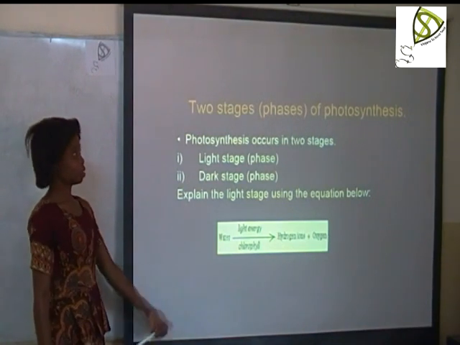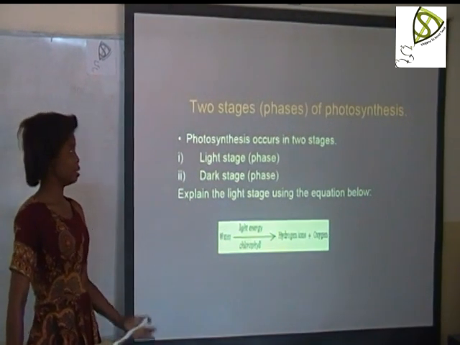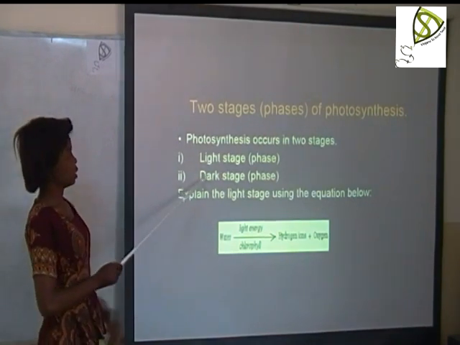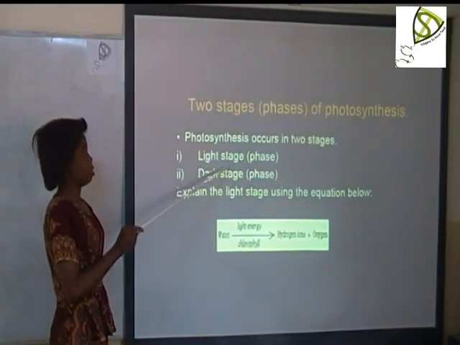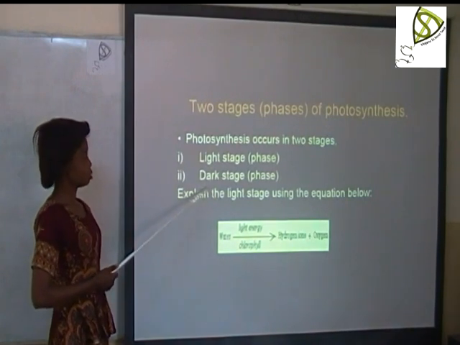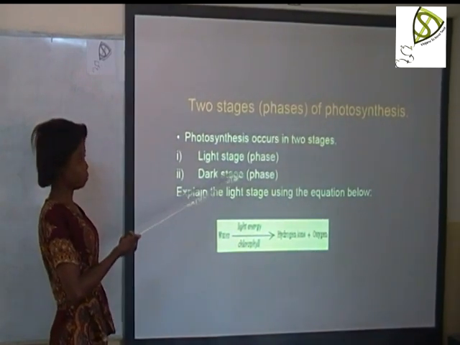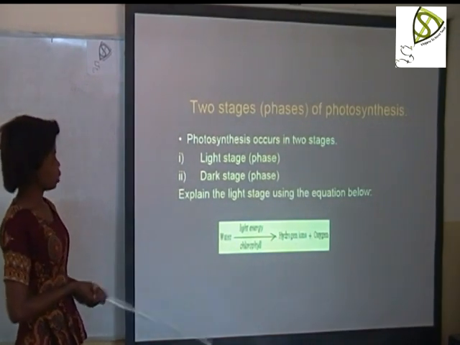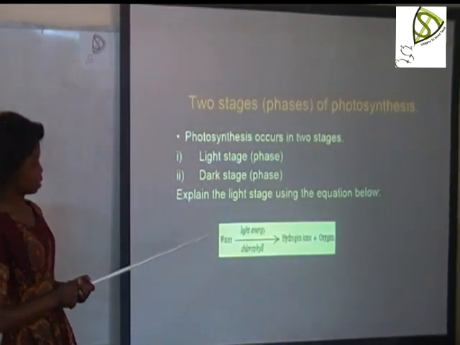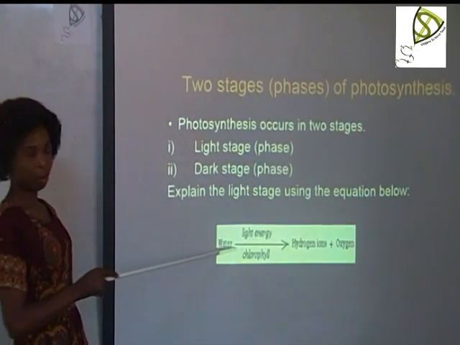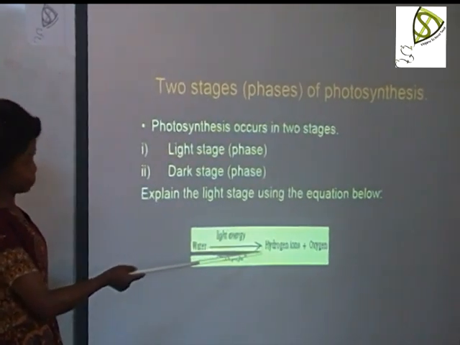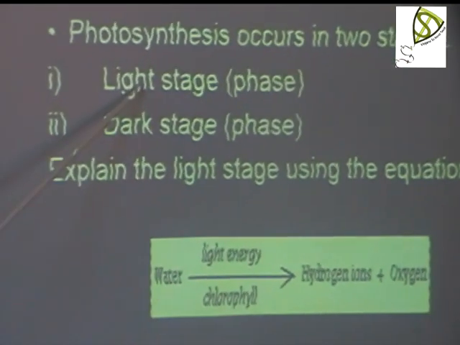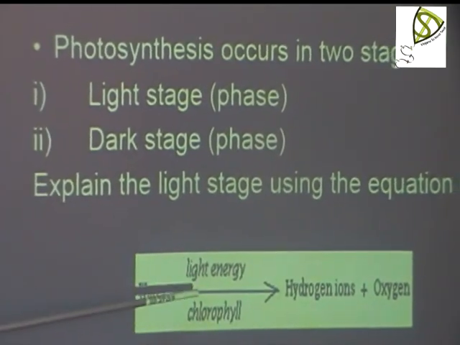Okay. So photosynthesis is divided in 2 stages or phases. The first one is known as the light stage, and the second one is known as the dark stage or phase. So the first stage of photosynthesis can be explained using the equation below here. So this equation will help us understand the light stage of photosynthesis.